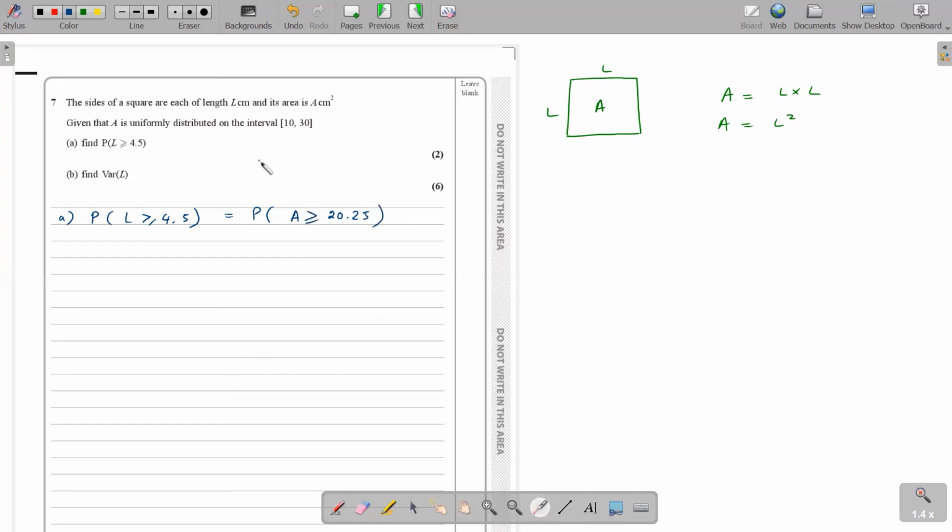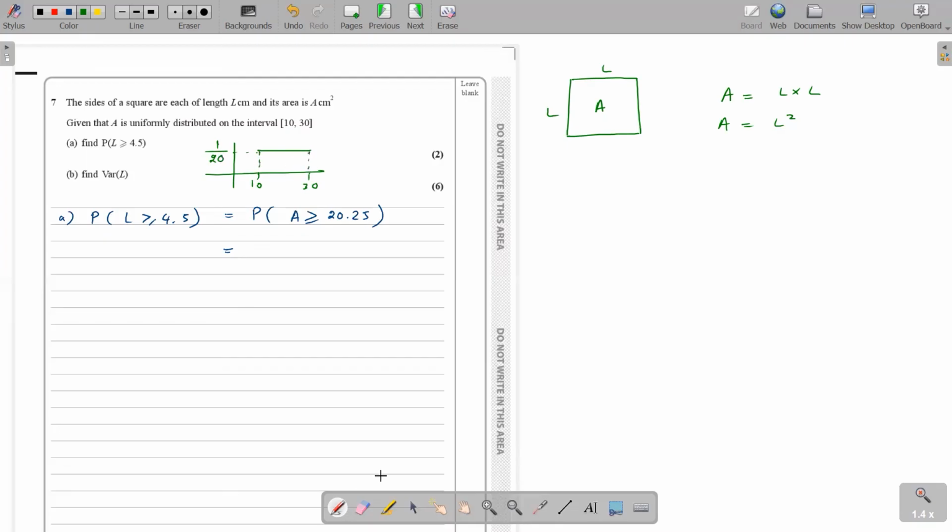Can't you get this area by using this particular interval? You can, right? So basically, area is following what distribution? Uniform distribution on the interval 10 to 30. And then the y value here is 1 over b minus a, right? What's 1 over b minus a? 1 over 30 minus 10 is 1 over 20. Do you see? This is the rectangular distribution.